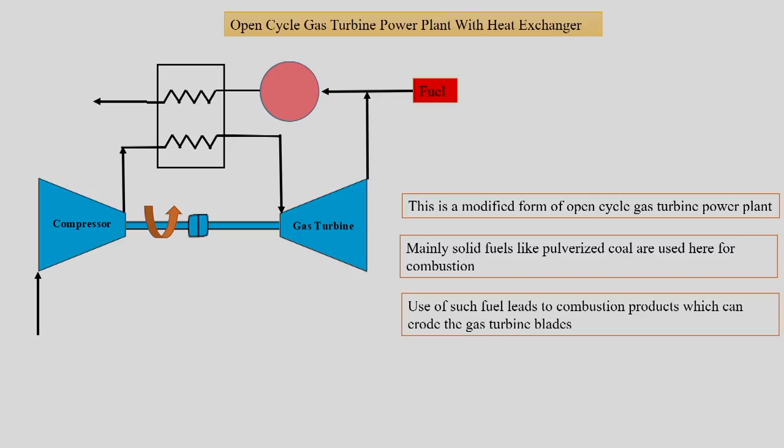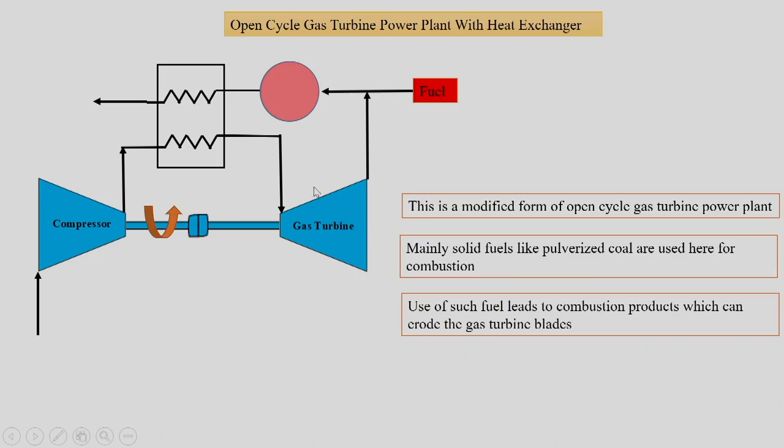And there is one more thing we can think over here: the combustion products won't get mixed with the actual air. When we are thinking of an open cycle gas turbine power plant, where there is a combustion chamber, combustion directly takes place in air. So having combustion taking place in air, we have combustion products in the gas which is passing over the turbine. Some combustion products are harmful to the turbine, and there is a chance that turbine blades get eroded. But with such an arrangement, the air doesn't come into contact with the combustion products, so we can have enhanced life of the blades of the gas turbine.